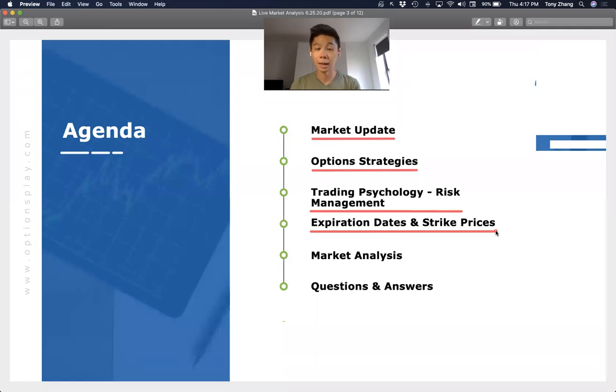Then we'll talk a little bit about expiration dates and strike prices. As we go through the market update and talk about some of the names that we're paying attention to, we'll talk about how we want to utilize option strategies and how we're selecting expiration dates and strike prices to play for those specific ideas. Then we'll do some market analysis together. You guys can submit some symbols for us to all take a look at together. And at the very end, we'll do a Q&A session to answer your questions from what we learned here today. So let's go ahead and get started.